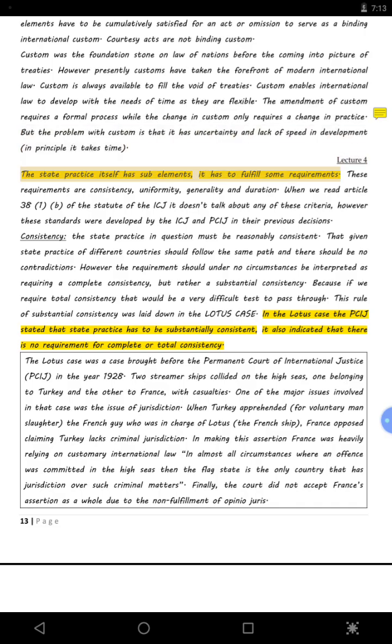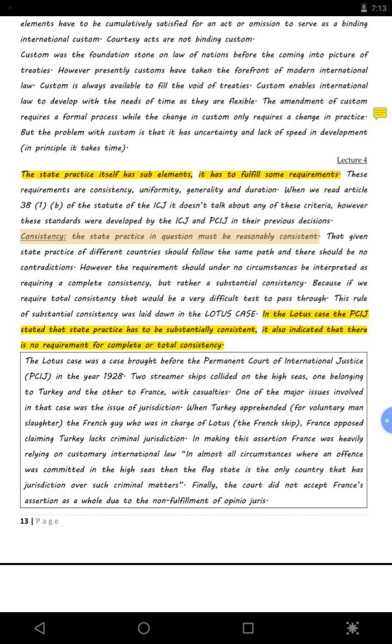Lecture 4. The state practice itself has sub-elements. It has to fulfill some requirements. These requirements are consistency, uniformity, generality and duration. When we read Article 38(1)(b) of the Statute of the ICJ, it doesn't talk about any of these criteria. However, these standards were developed by the ICJ and PCIJ in their previous decisions.